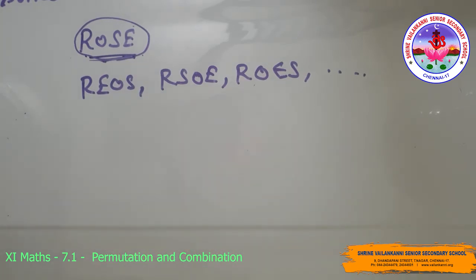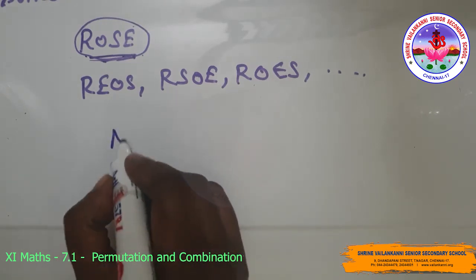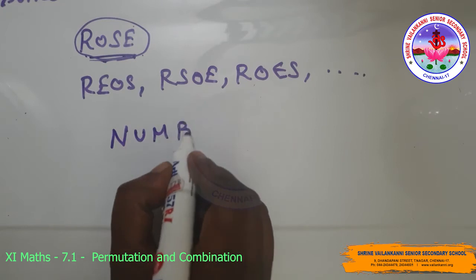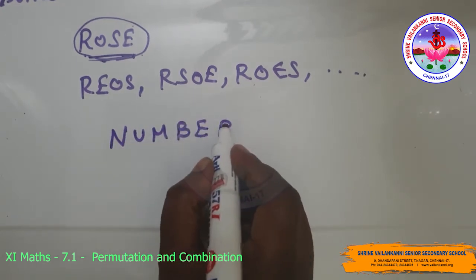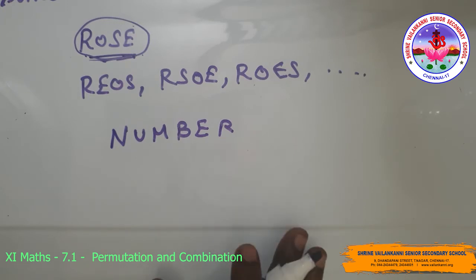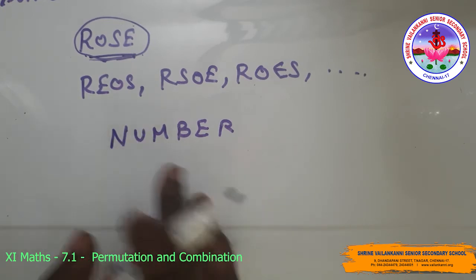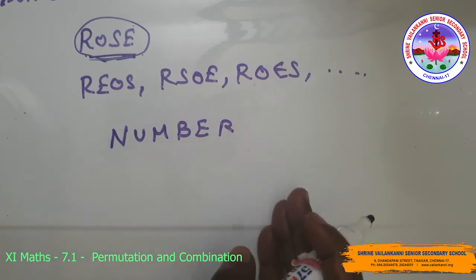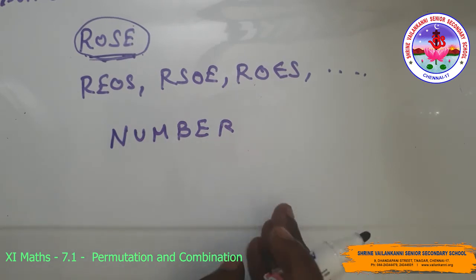It could be with or without meaning. If you take another example, a 6-letter word, NUMBER. Here the repetition of the letters is not allowed. Once N is used, then it should not be repeated in the arrangement of the next 6-letter word. So we need to count the arrangements.